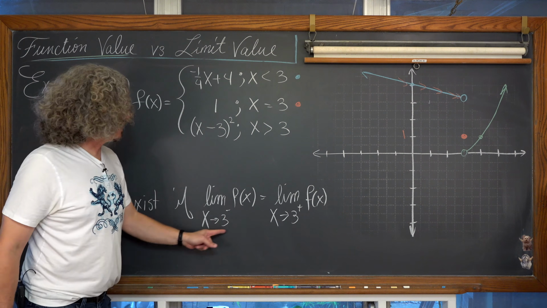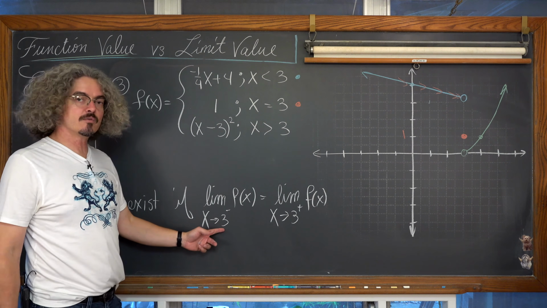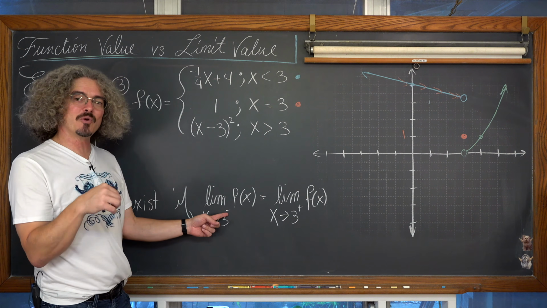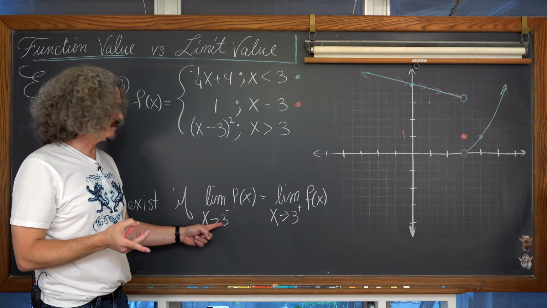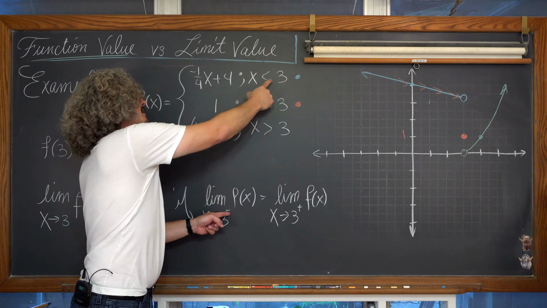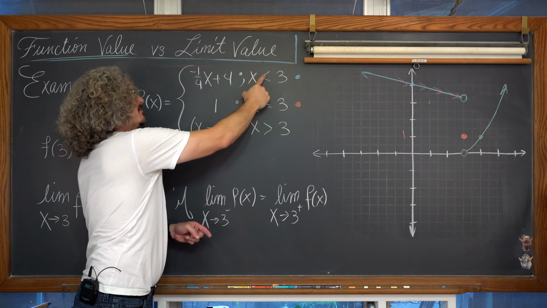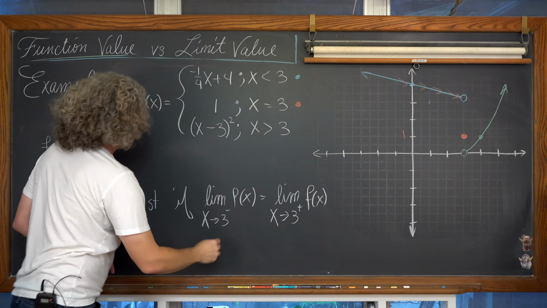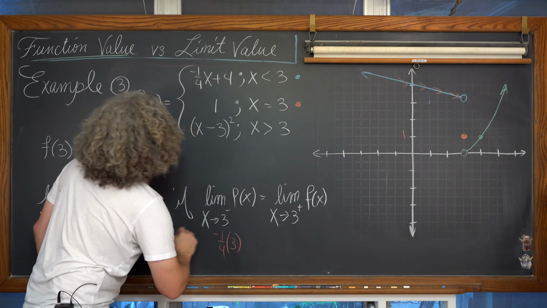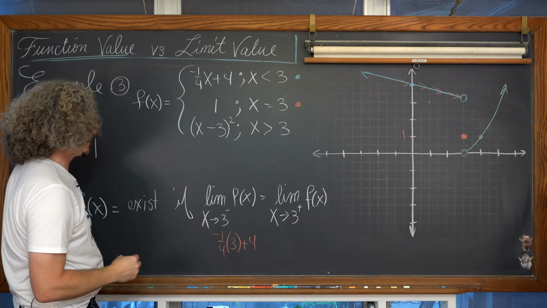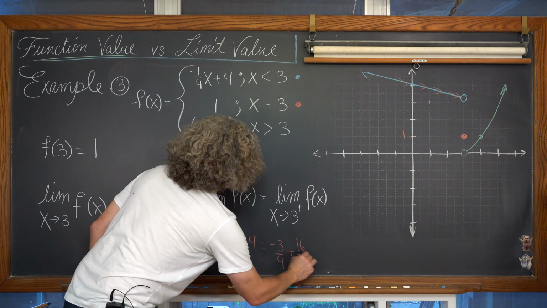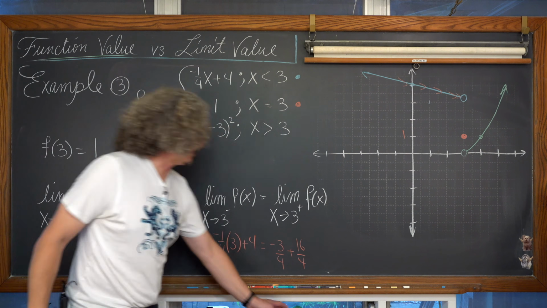What you can do to analyze this statement if the picture is unreliable is we're going to take the value of 3, and we're not going to plug in something a little bit less than 3, like 2.99. You could, but you don't really need to. We're going to plug the value of 3 into the expression that you use when you're just to the left of 3. So we're going to do negative 1/4 times 3 plus 4, which is going to be negative 3/4 plus 16 over 4, and that's going to be 13 over 4.